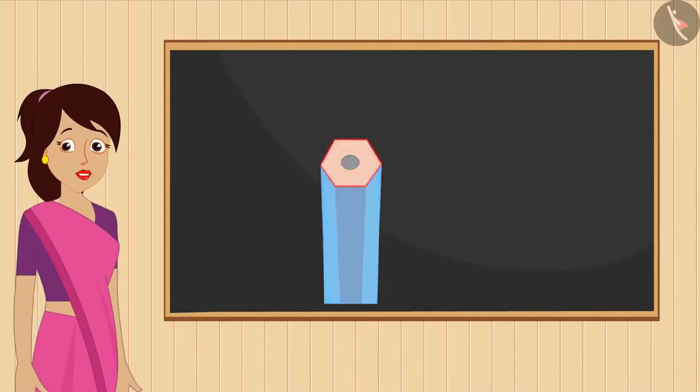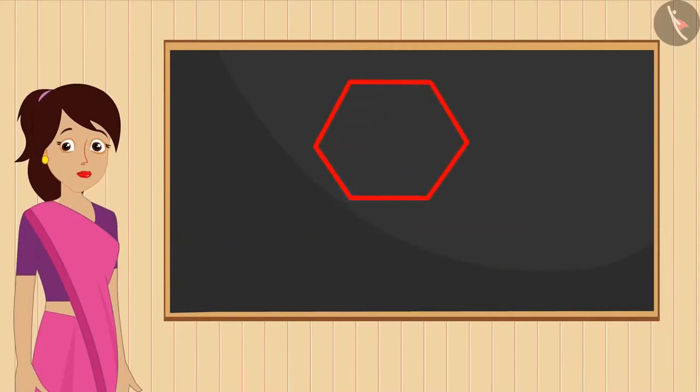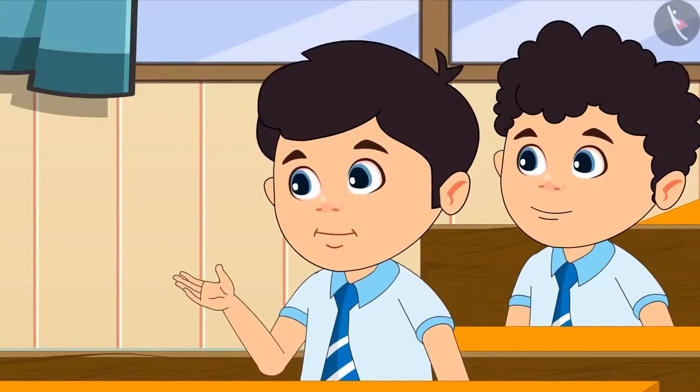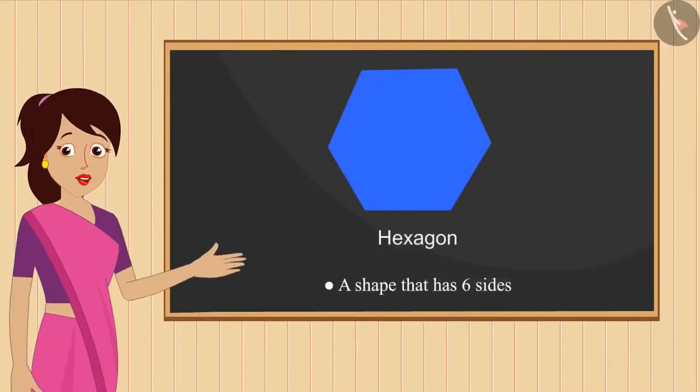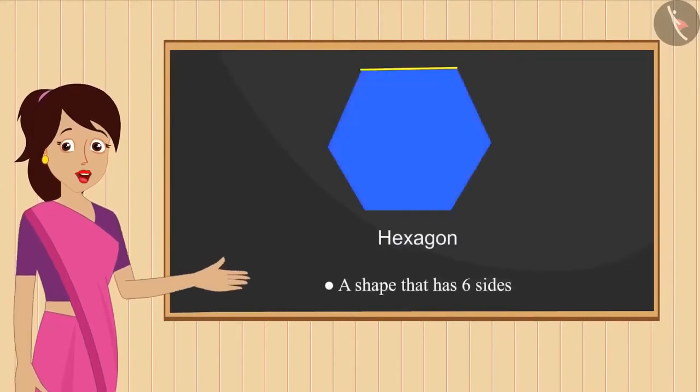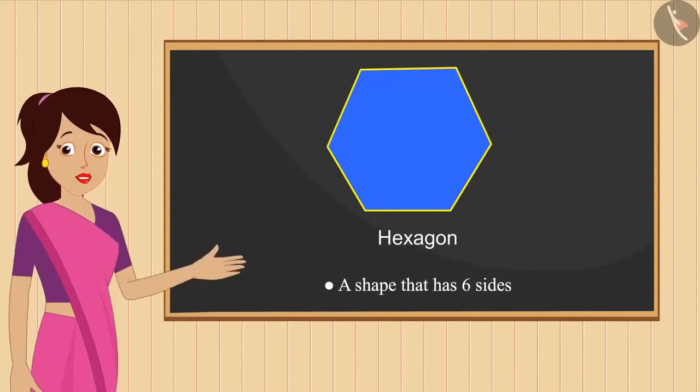If we paint this upper surface and trace it on a paper, then which shape shall we get? Teacher, we will get the shape of a hexagon. Absolutely right. Hexagon has 6 sides that are joined this way.